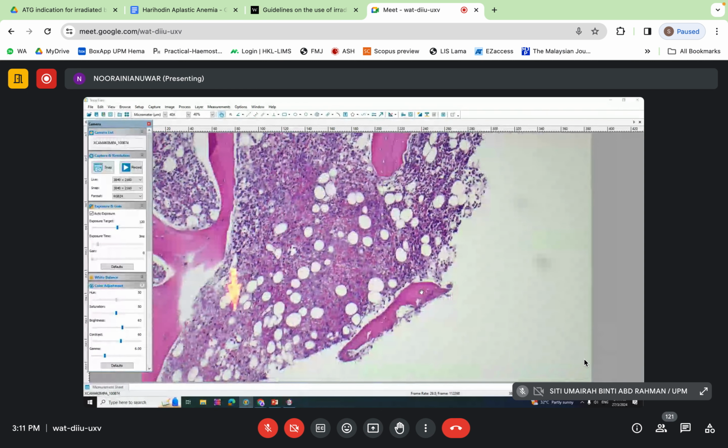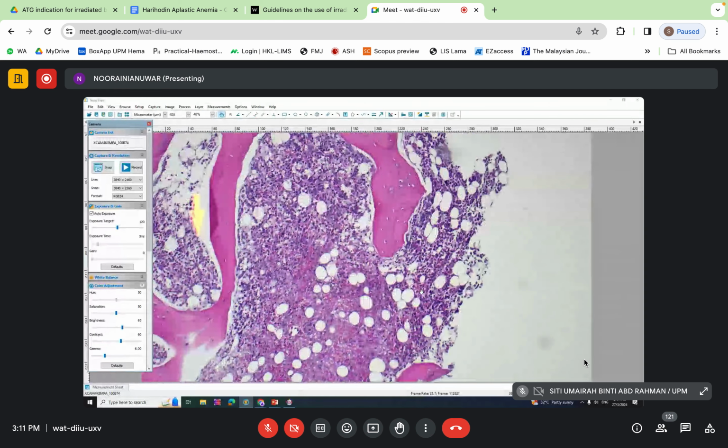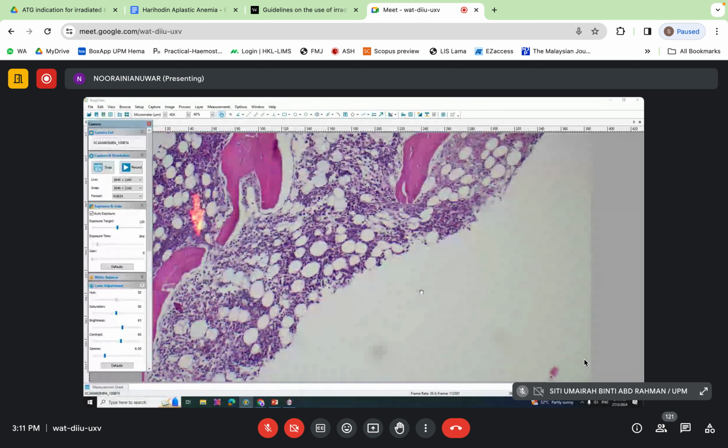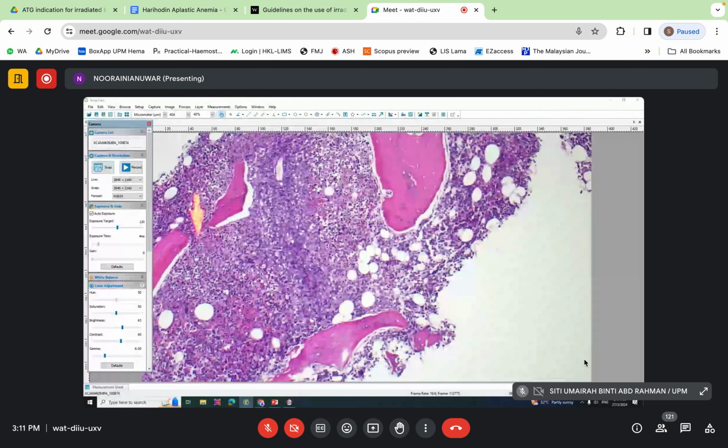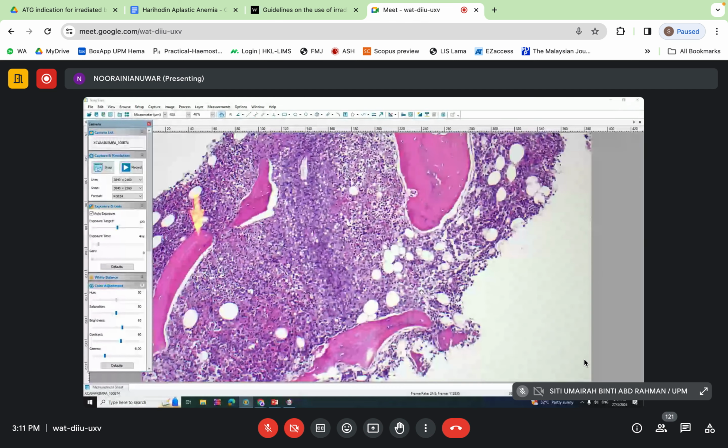It looks like there's some increased fibroblastic reaction. Is there a reticulin study on this? Actually, reticulin was not done. They don't routinely do it unless you request. I was wondering why you see so many macrophages in the trephine, and yet in your aspirate you have to go and mark it and look for it.